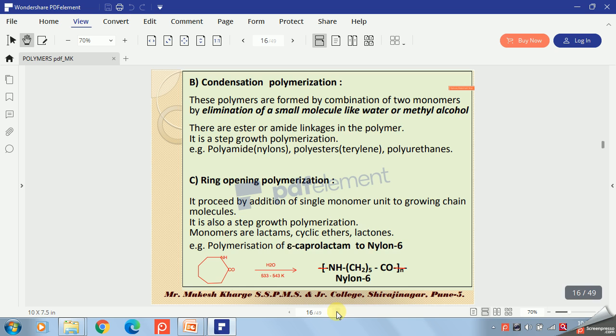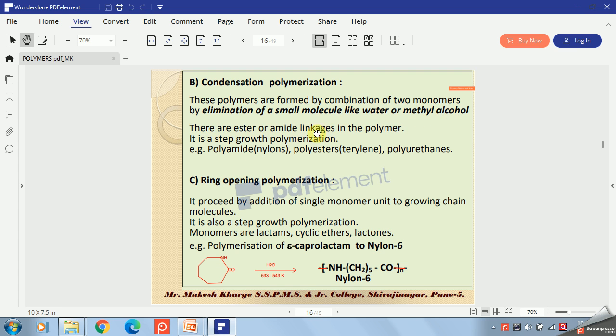The second type is condensation polymerization. These polymers are formed by the combination of two monomers, but the monomers are not simply added, this polymerization is due to the elimination of small molecules like water or methyl alcohol.